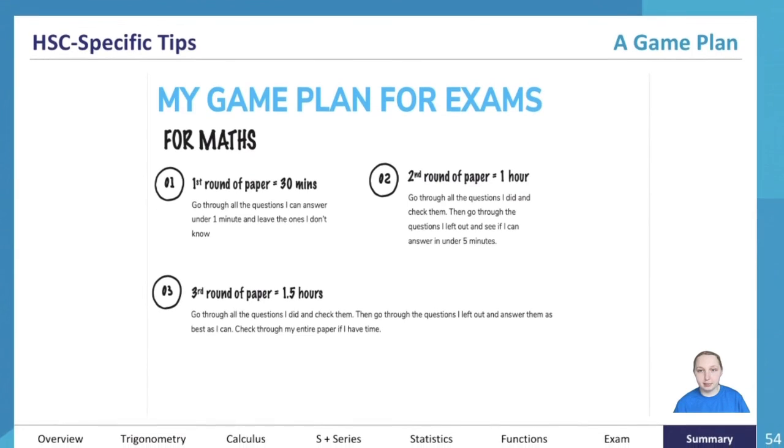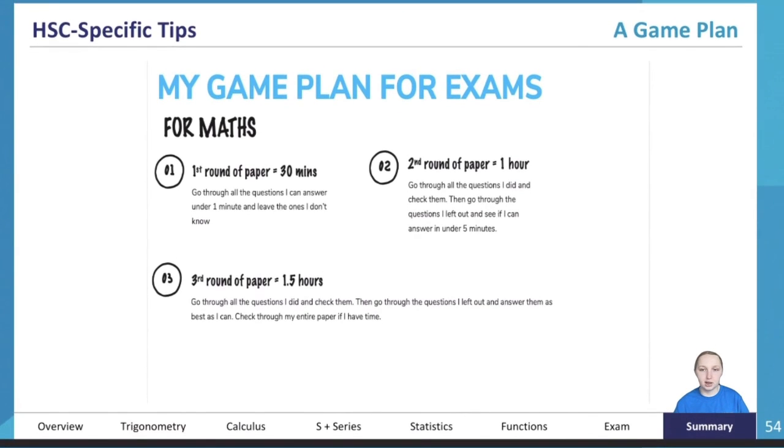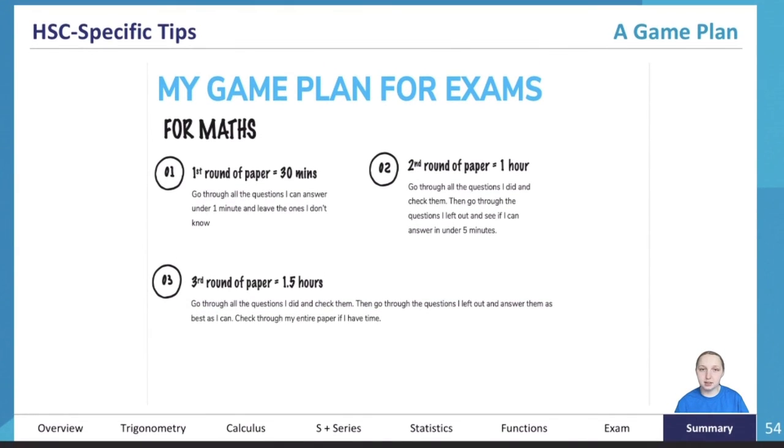So a bit of a game plan of just a different way you can time it. You can do sort of all the questions you can answer in under 1 minute in the first 30 minutes, then all the questions you didn't do in the next hour, and then in the next hour and a half, go through all the questions you did do, check them, and then go through the questions you've left out still and answer them as best you can. And then check through the entire paper if you have time.